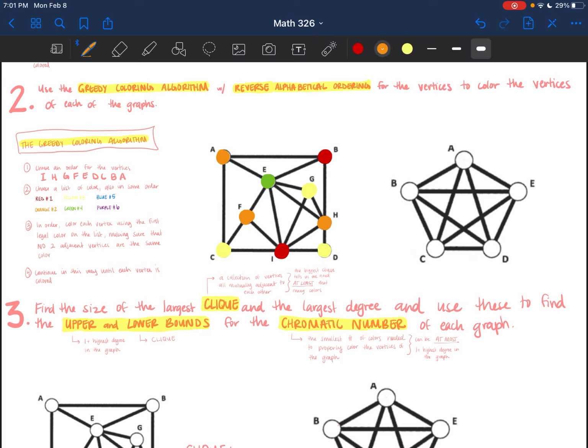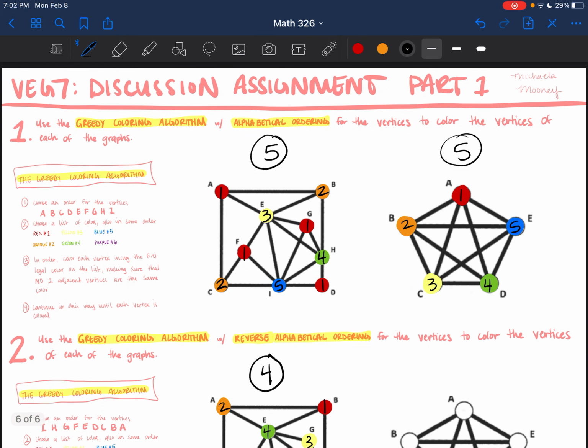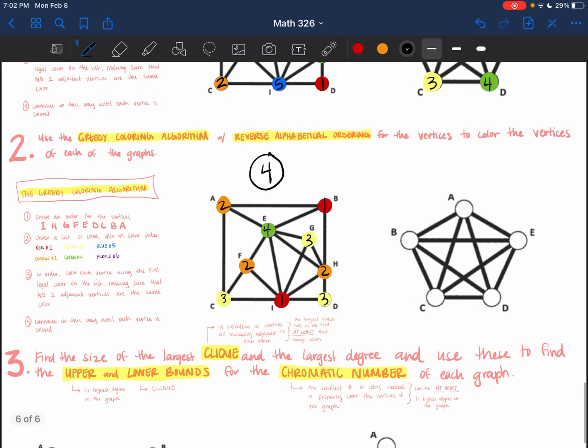So let's go ahead and color that orange, and then like before, we're going to go ahead and number all of our vertices based on their color. So red is number 1, orange is number 2, yellow is number 3, and green is number 4. So by reversing the order that we went on this graph, we actually got one less color than we did when we went alphabetical order.